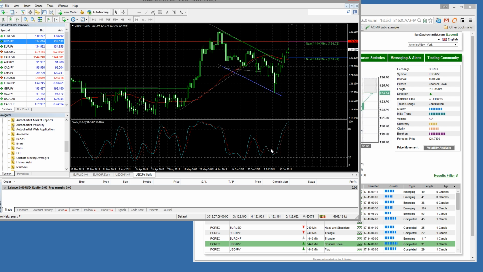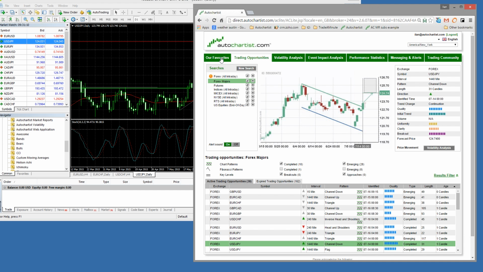Which is against what Autochartist is saying, but that's fine as long as you justify to yourself why you've made that trade. Okay? But just because Autochartist says that it thinks US dollar Japanese yen is going up doesn't mean you need to follow blindly, right? You need to look at all the indications. If you don't like it, if you are unsure, you just let it go and move on, right? You let it go and move on. There are so many opportunities in the market. You don't need to force a specific opportunity.